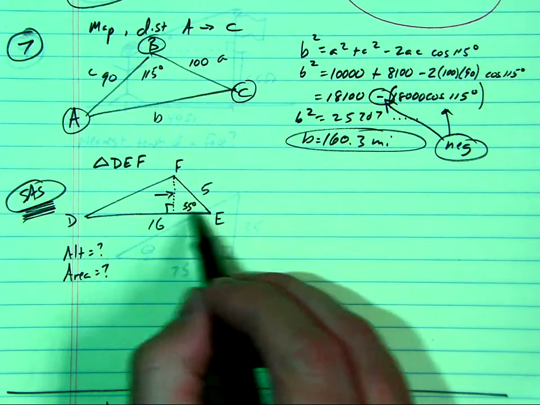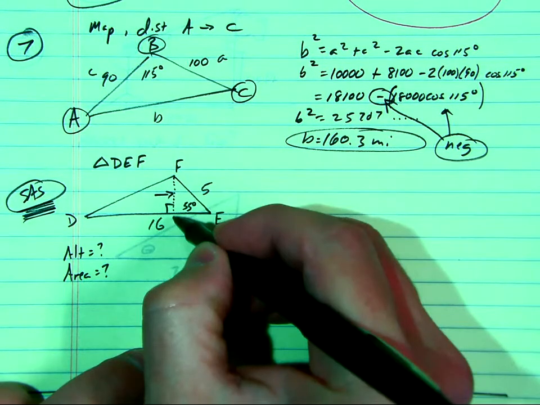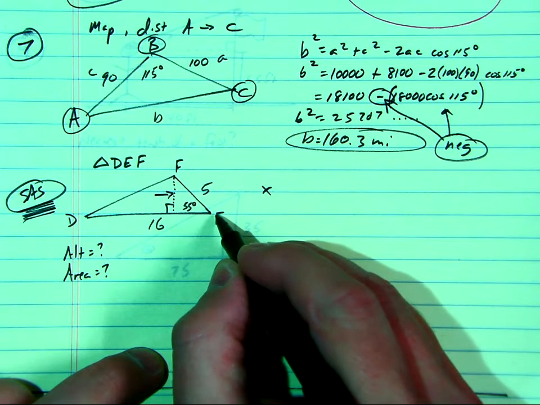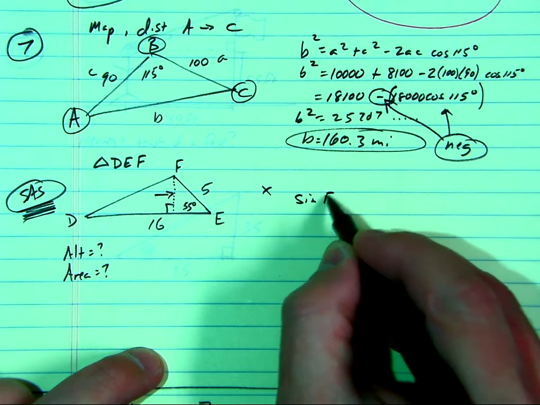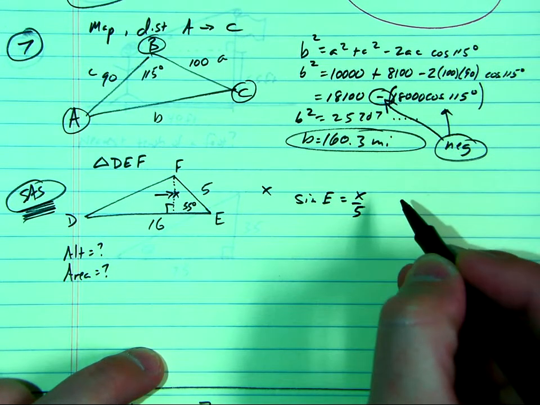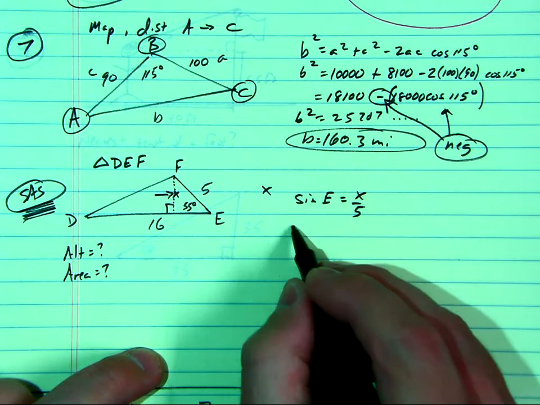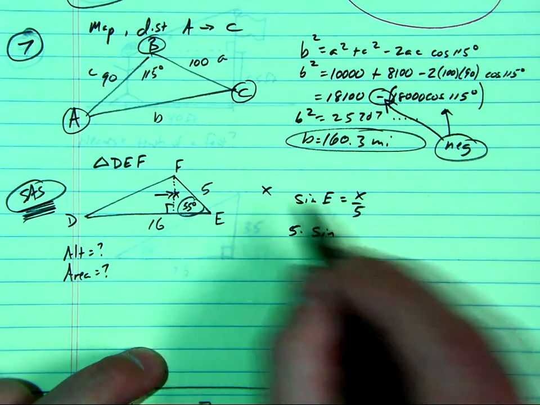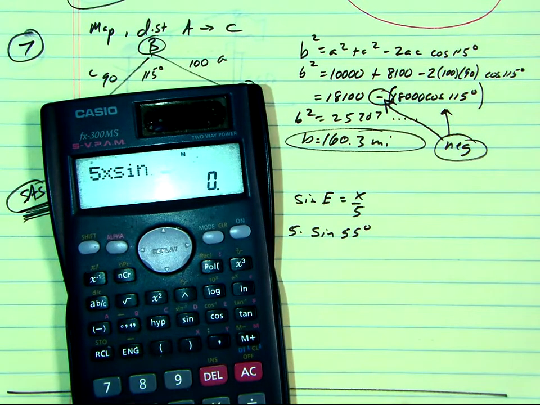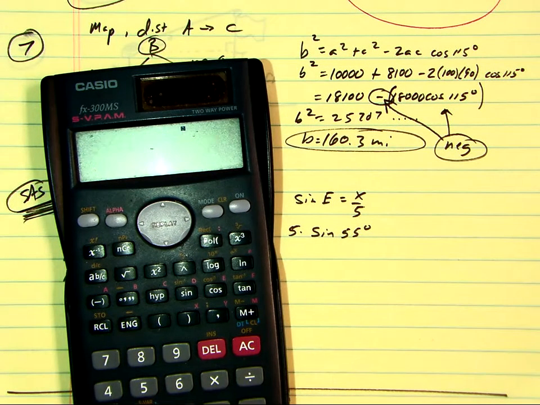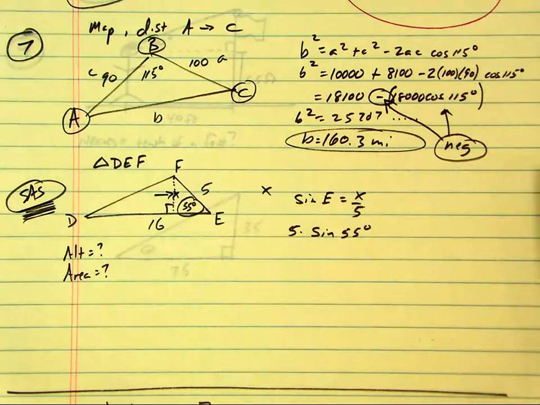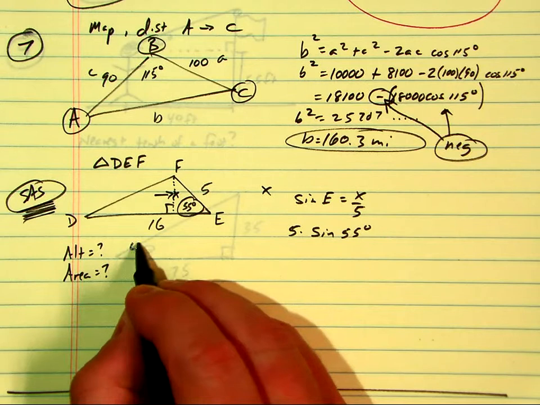Well, this is a right triangle. I can set up this altitude, let's just call it x. I can solve for x by doing the sine of E. Isn't the sine of E equal to this x over 5? That's how you find the length of the altitude. Just 5 times the sine of E. In this case, E is 55 degrees. So 5 times sine of 55. That's cool. So, rounding to the nearest tenth of a unit, we're going to say that that altitude is 4.1 units.